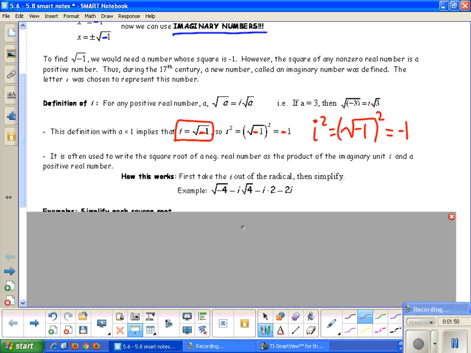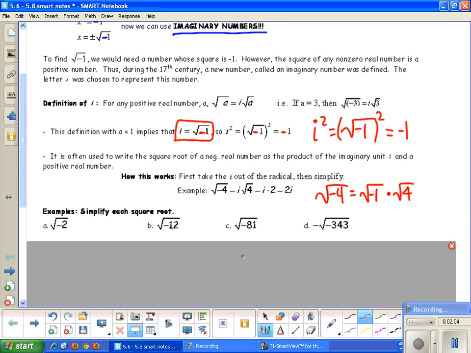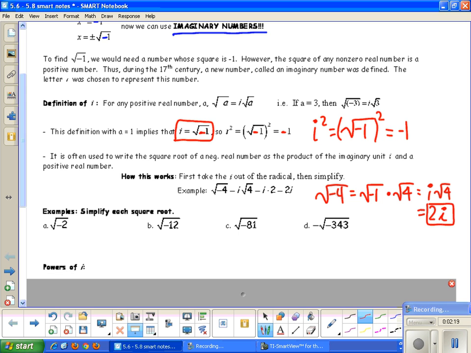So if we look at this example that we have right here, if I have the square root of -4, well, that's the same thing as, going backwards from what we did before, root -1 times the square root of 4. And the square root of -1 we just defined to be i, so this would be i root 4, and then the square root of 4 is 2, so then we would end up with 2i as our solution, which is nice. So now we can simplify these problems that we have.